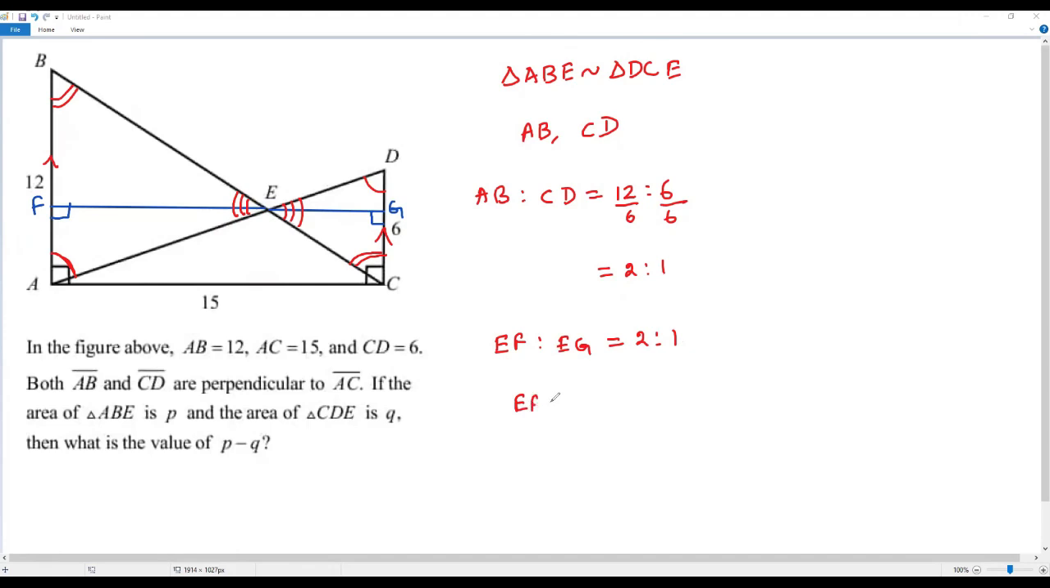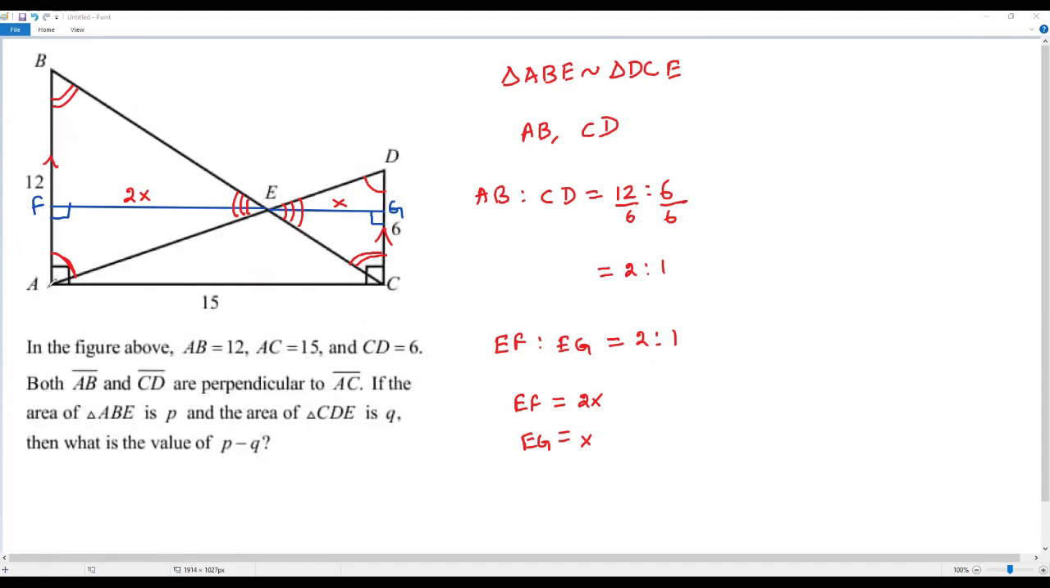From this ratio, if I want to get the heights of the two triangles EF and EG, I have to multiply the terms of the ratio by the same non-zero number, say x. That is, when I multiply the first term of the ratio 2 by x, I'm getting 2x. This 2x represents the height of the first triangle, I mean ABE. And when I multiply the second term of the ratio with the same non-zero number x, that is 1 times x is x, this x represents the height of the second triangle CDE. So that is the length of EG over here. So here the length of EF is 2x, and the length of EG is x.